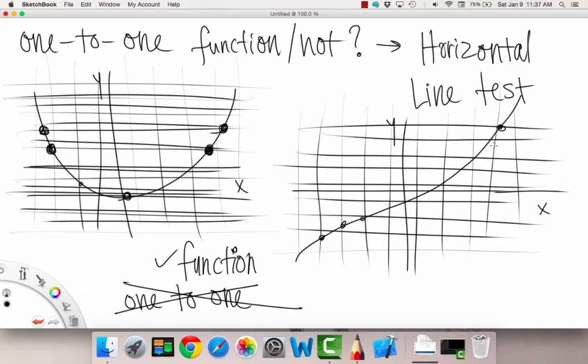Because we're crossing the graph at only one point at each of these horizontal lines, okay? So it passes the vertical line test, which means it is a function, and it passes the horizontal line test, which means furthermore that it is one-to-one, okay? So this one is a one-to-one function.